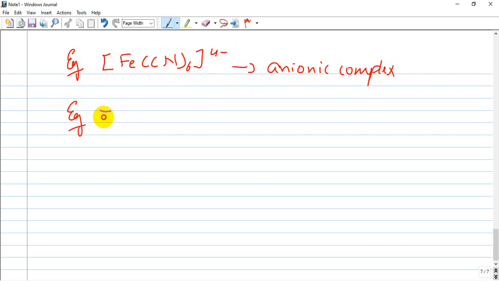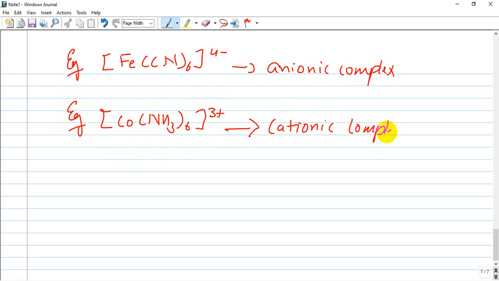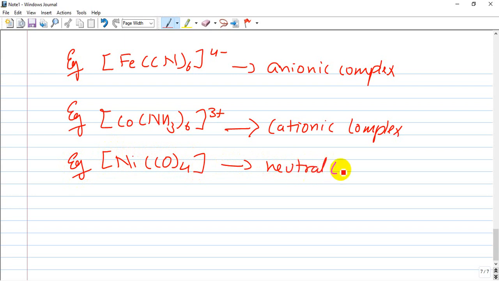Another example. In this, it carries a positive charge, so we call it a cationic complex. And in this complex, no charge is there, so it is neutral, because it contains no charge.